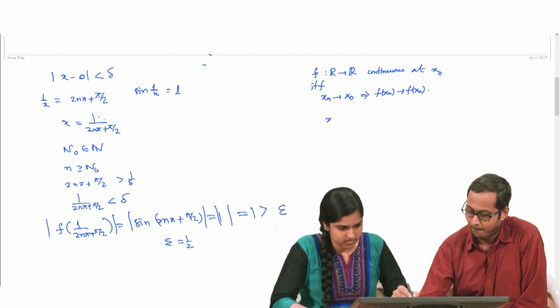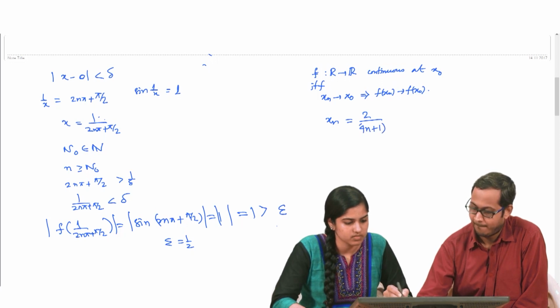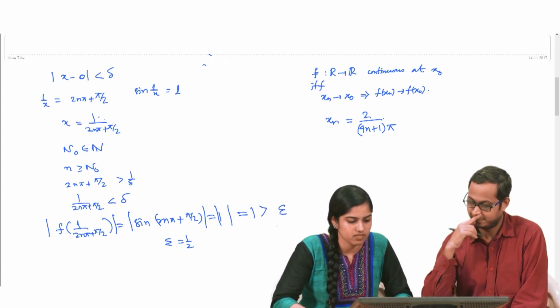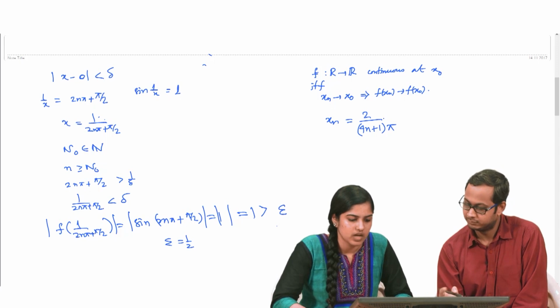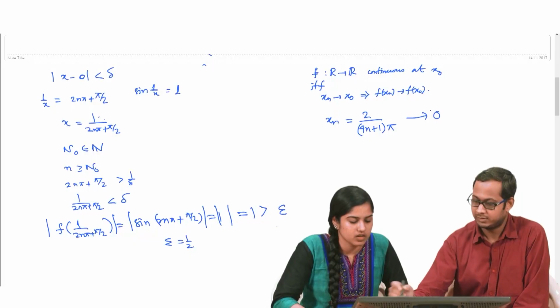So, in your example, if I have to use this property, then I should choose a sequence xn, isn't it? Yes. So, suppose I choose the sequence xn to be 2 by (4n plus 1) into pi. Then, what do you say about the limit of xn as n tends to infinity? xn tends to 0. So, what can you conclude about the sequence xn? xn is going to 0.